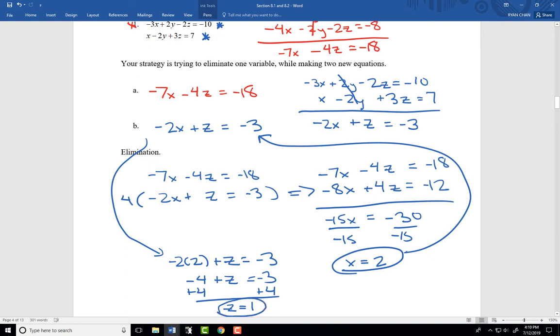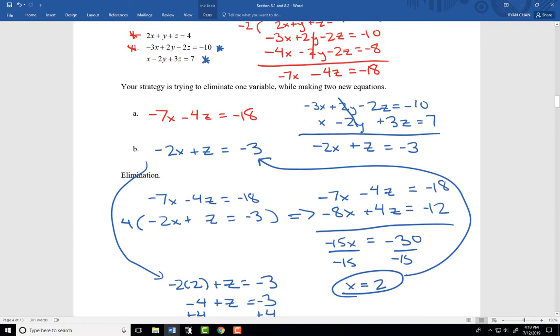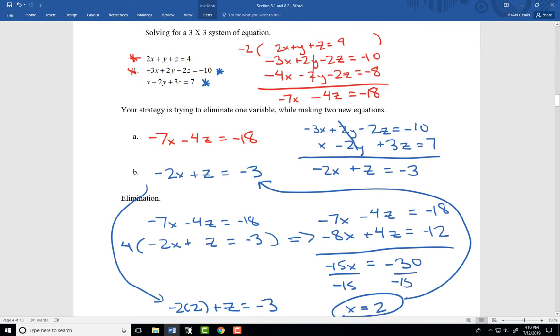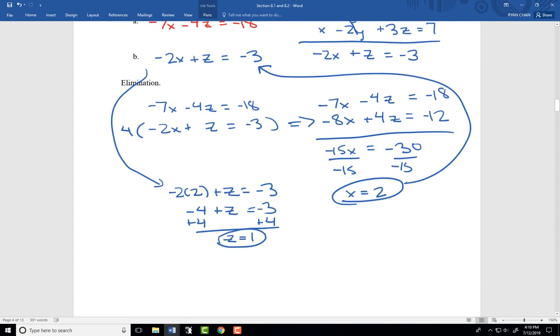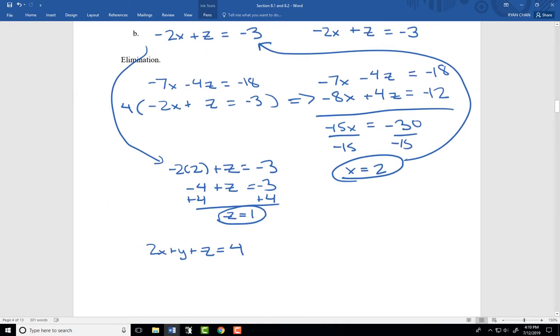So now that I have x equals 2, z is equal to 1, I'm going to plug it back into one of my originals. Let's do the very top one. So I have 2x plus y plus z is equal to 4. And this is 2 times 2 plus y plus 1 is equal to 4. And I have 5 plus y is equal to 4. And I have y is equal to negative 1. So I have 2 comma negative 1 comma 1.